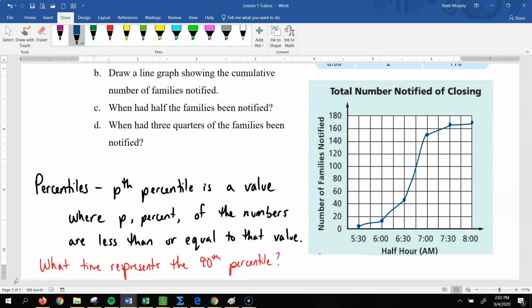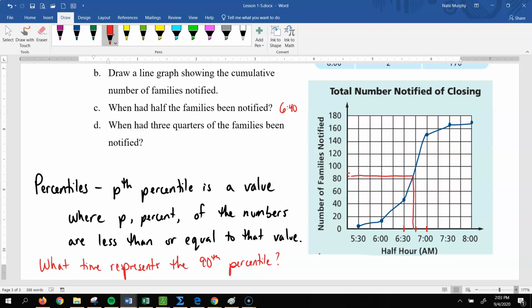Now let's answer the questions for C and D if you didn't already do that. It says, when had half the families been notified? Now there's 170 families total, so half of 170 is 85. There's a couple ways that we could look at that. We could look at the graph, at 85. If this is 90, 85 would be halfway between 80 and 90, so it'd be right about there, which we could estimate. So if this is 6:30 and this is 7, that means this would be about 6:45. So your answer here would be somewhere around 6:40. So we could estimate that time.